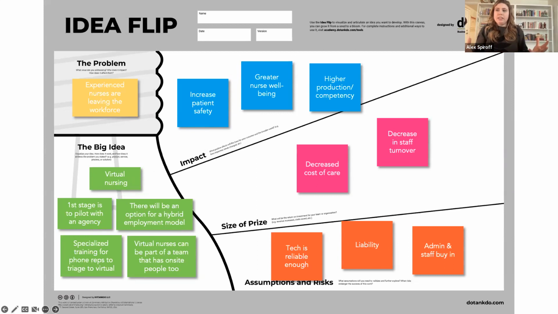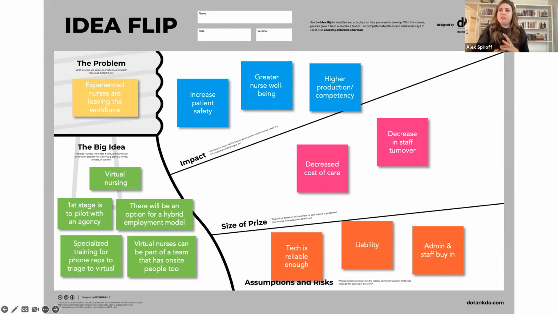If the big idea here is virtual nursing, there's some background on this. What is some detail behind that? And then what's the potential impact? Increasing patient safety, greater nurse well-being, higher production competency, that potential size of prize, decreased cost of care, decrease in staff turnover, right? Those are attractive things. And then what are the assumptions and risks? Is the tech reliable enough to do this? What is the liability? Do we have admin and staff buy-in?